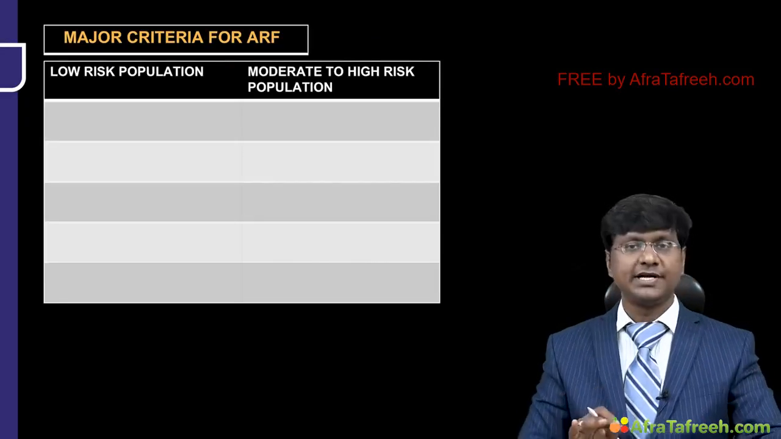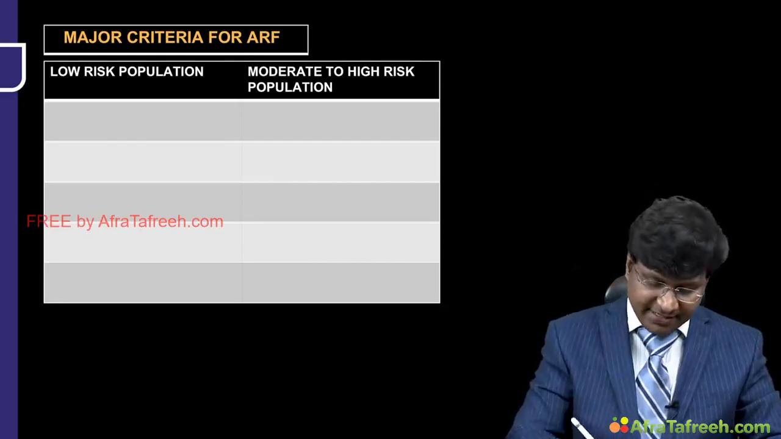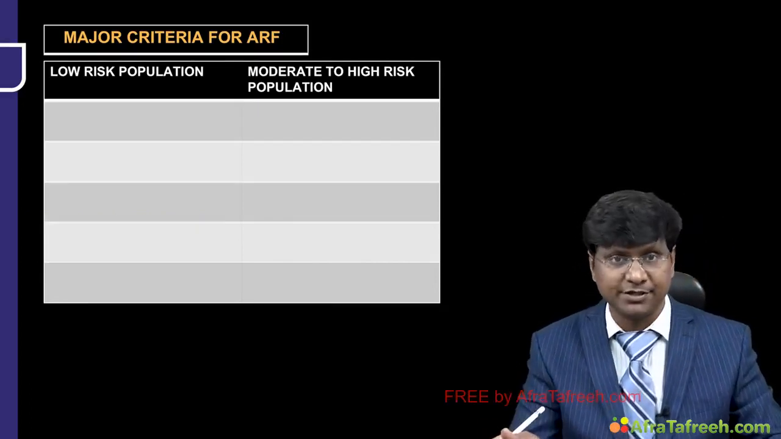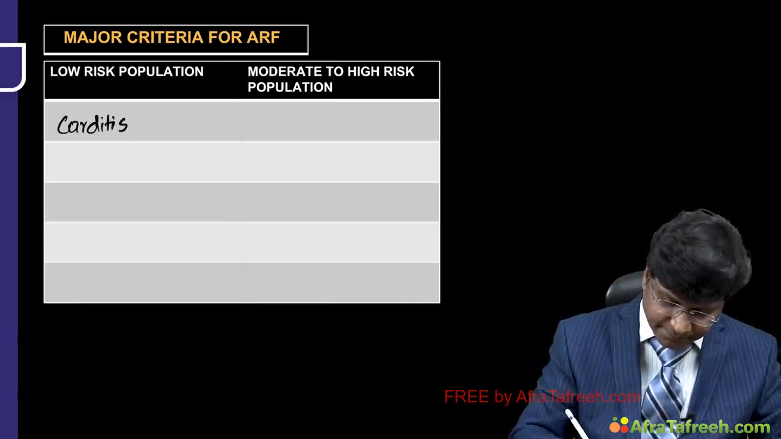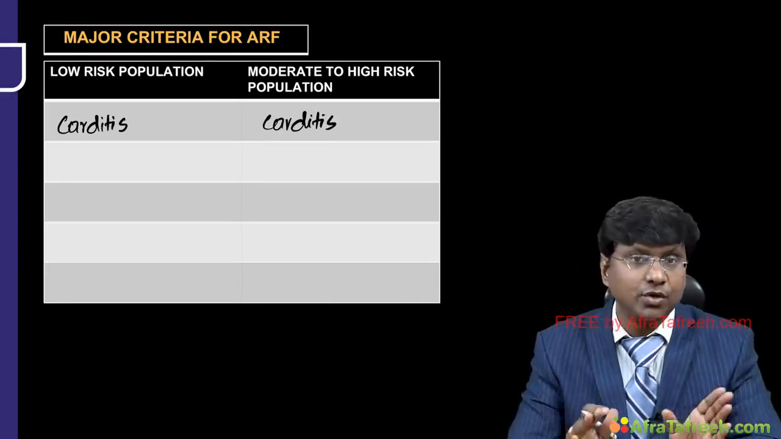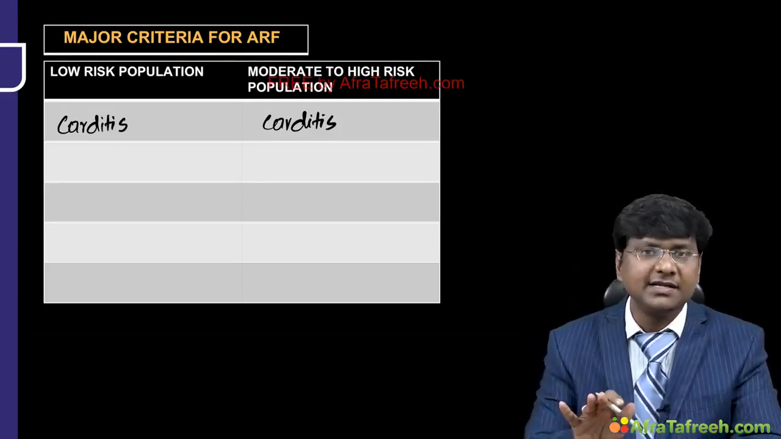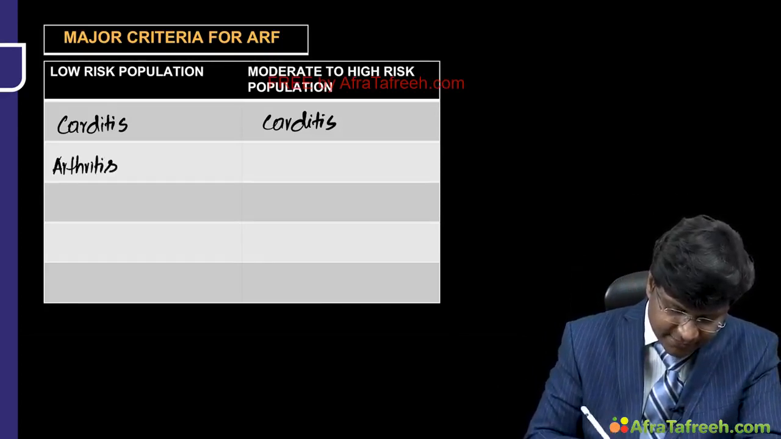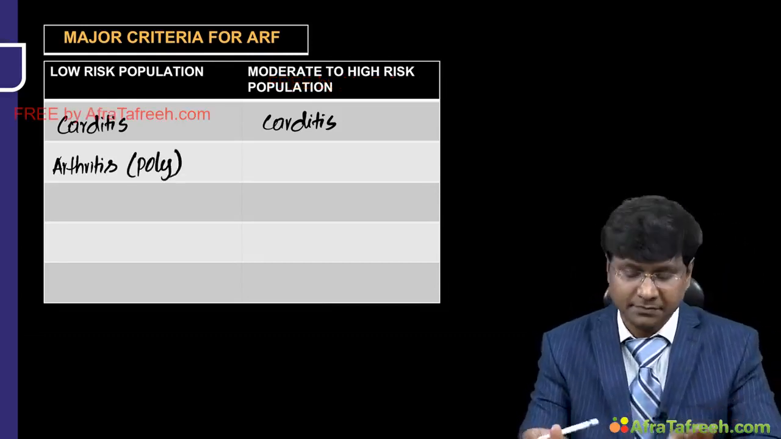Now, in this modified Jones criteria, we have the major criteria and minor criteria, but these are slightly different in the low risk population and the high risk population. So, first is carditis. Carditis will definitely be there in both low risk as well as moderate and high risk. Whereas, if you take arthritis, it is slightly different. In low risk, the arthritis should be polyarthritis only.